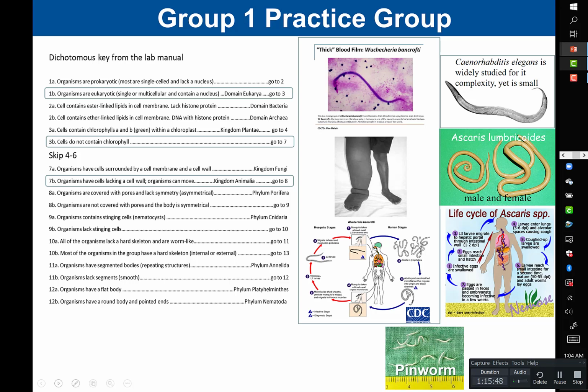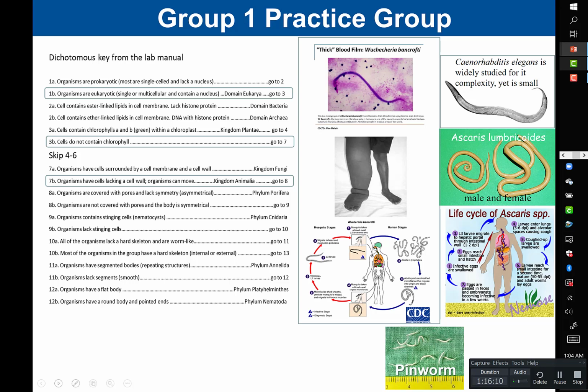Kingdom Animalia, go to number 8. So these are flexible, right? They can move. So under classification, Kingdom Animalia, go to number 8. 8 says, organisms are covered with pores and lack symmetry. They're asymmetrical. Remember what that means is that you can't divide them in half in any way.